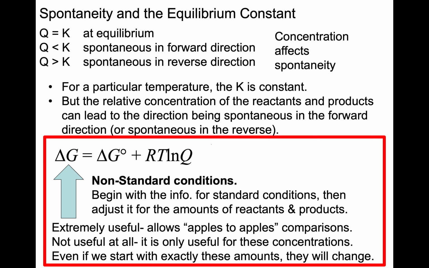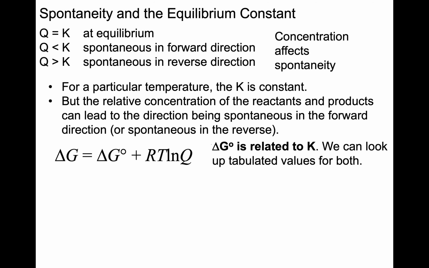Conceptually here, this is a really important idea. Teacher to teacher, this is central to understanding spontaneity and the effect of concentration. So the Gibbs free energy under standard conditions is related to our K value. You could look up tabulated values for both of those.